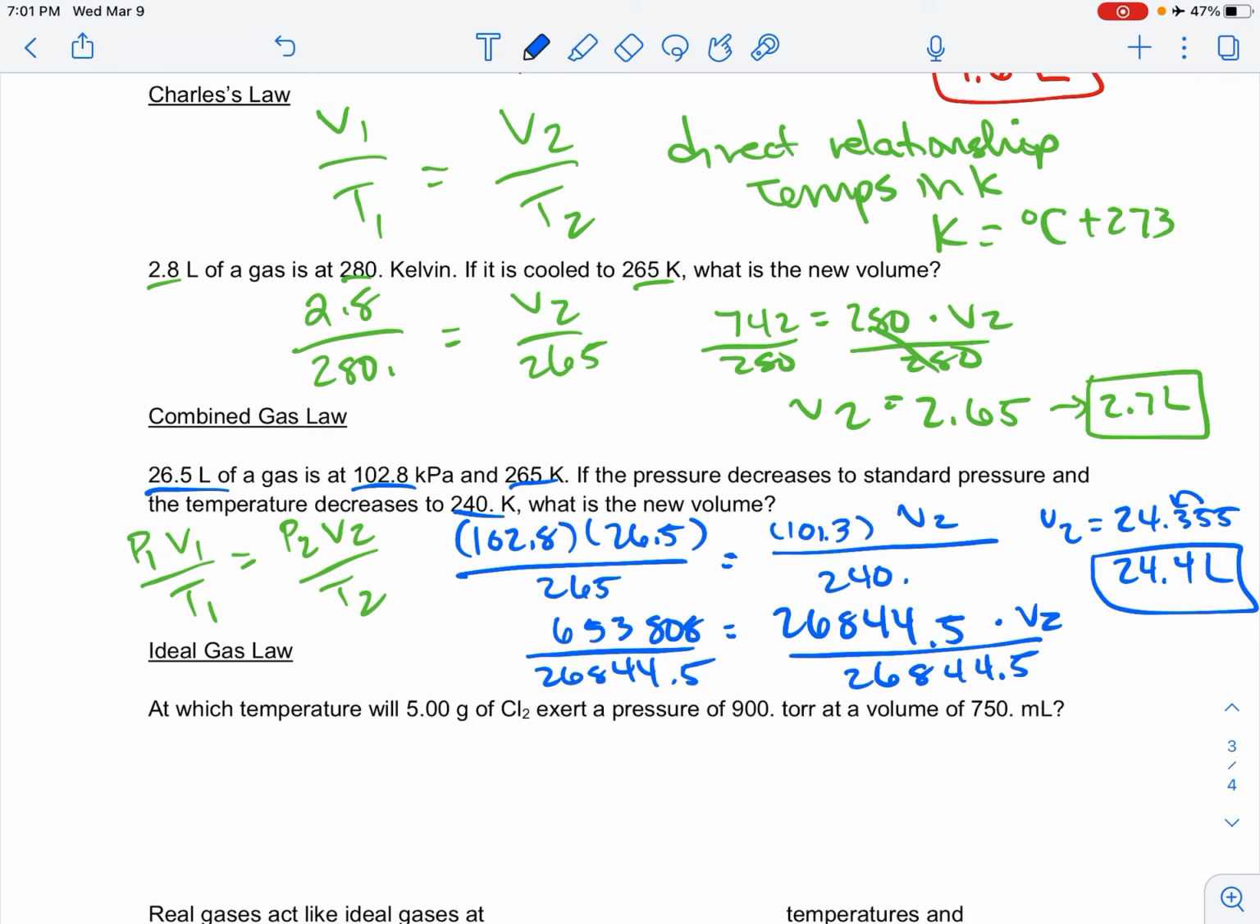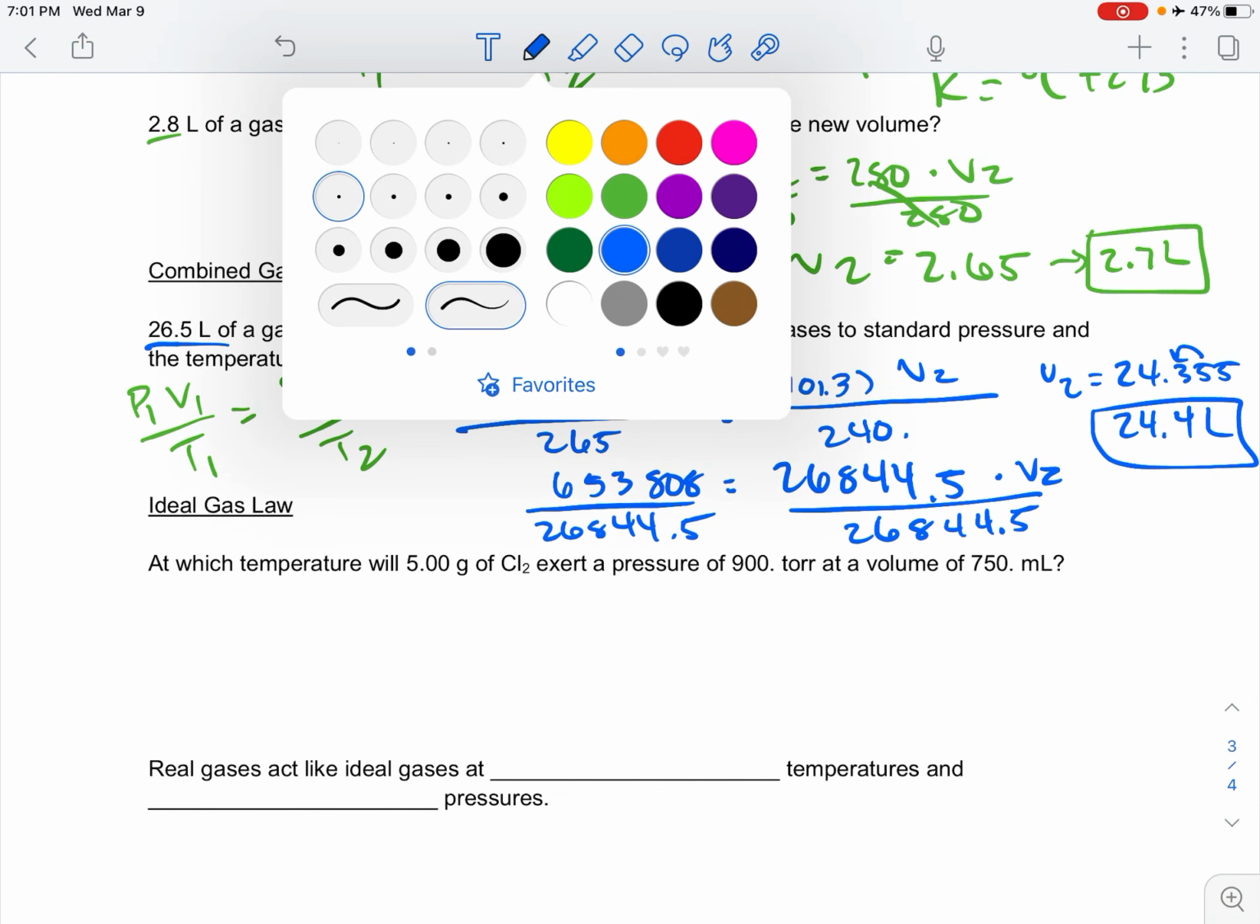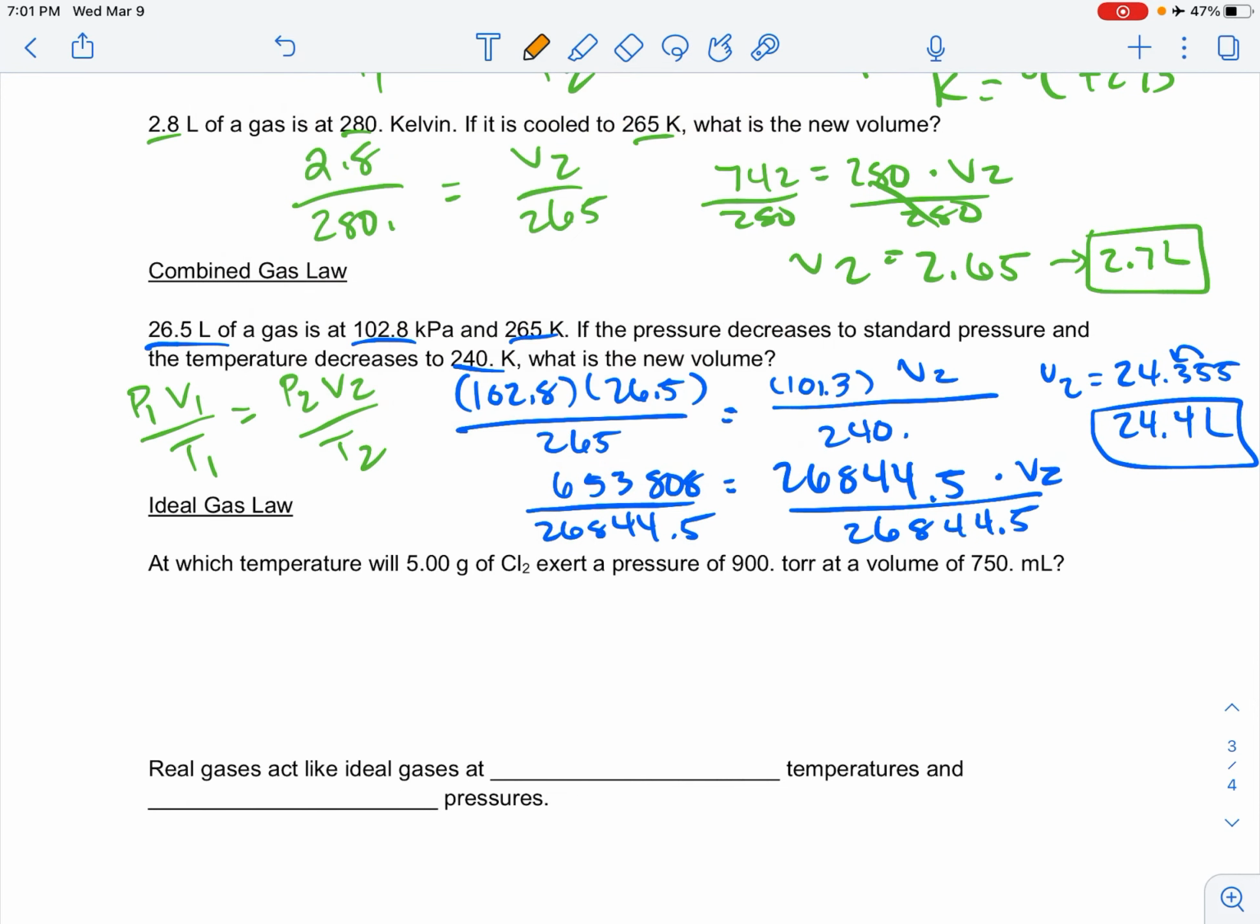Okay, ideal gas law. This is honors only. Okay, so only my honors students need to worry about this one. I'll provide you the formula, which is PV equals nRT. P, V, and T you should know. N is number of moles, and R is a constant.